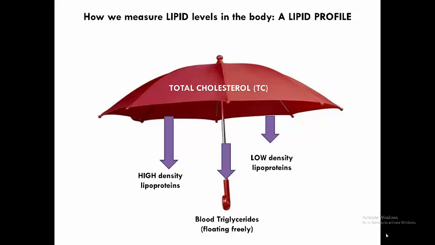V-I-S-C-O-U-S. You don't want viscous blood, right? You want it to swoosh right through your blood vessels. So higher blood triglycerides make for more viscous blood, which goes glug, glug, glug instead of swoosh.